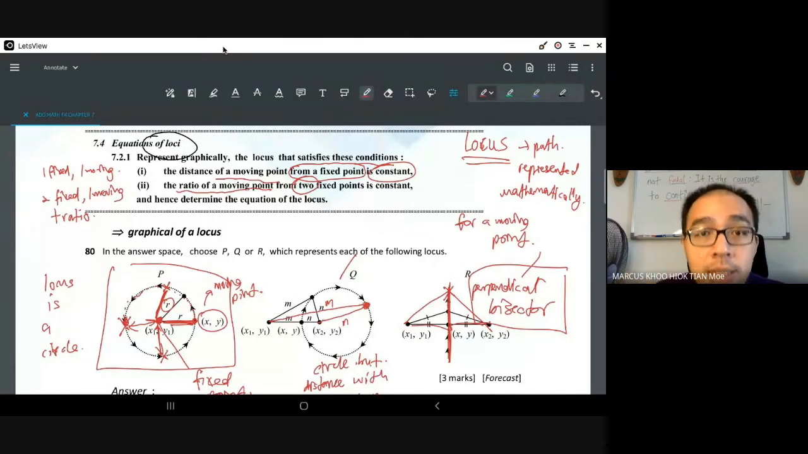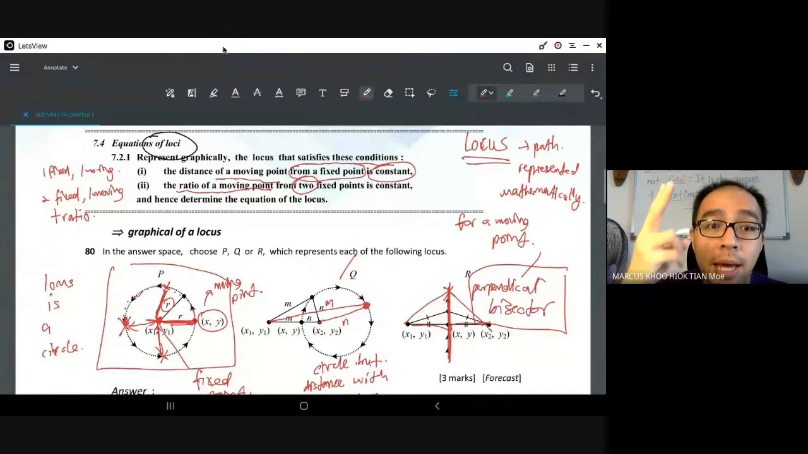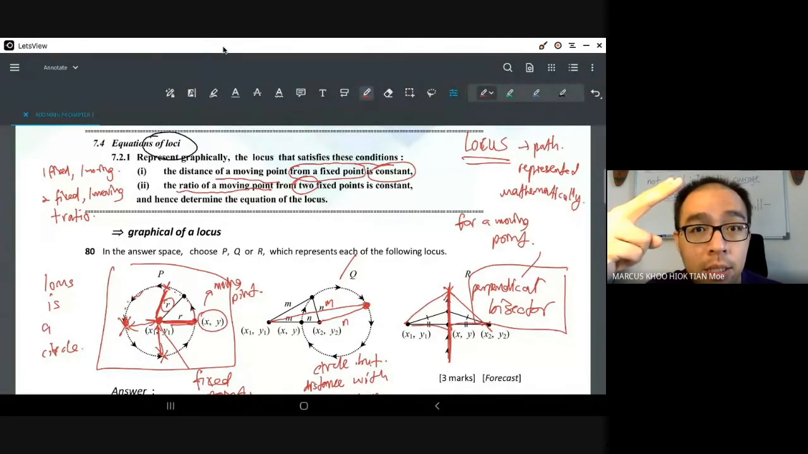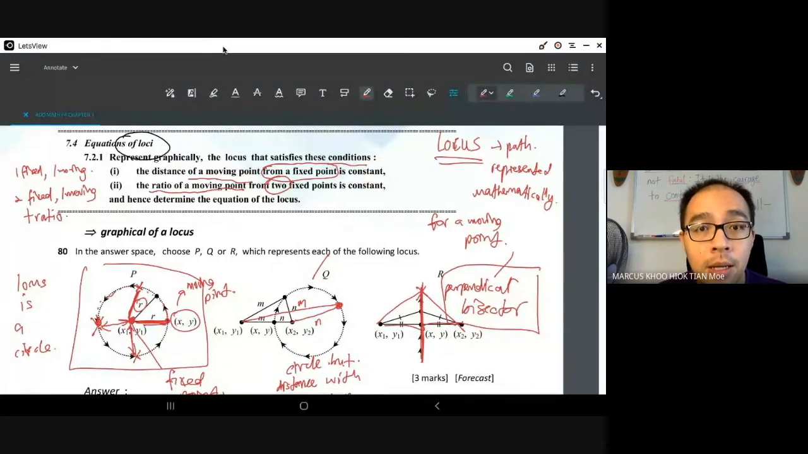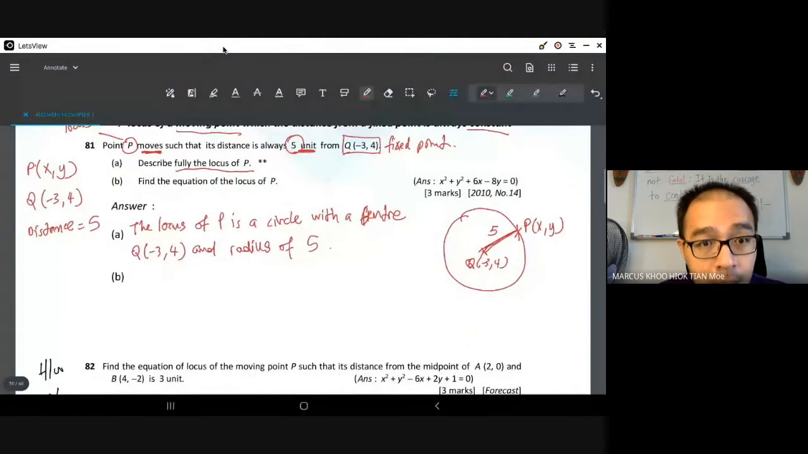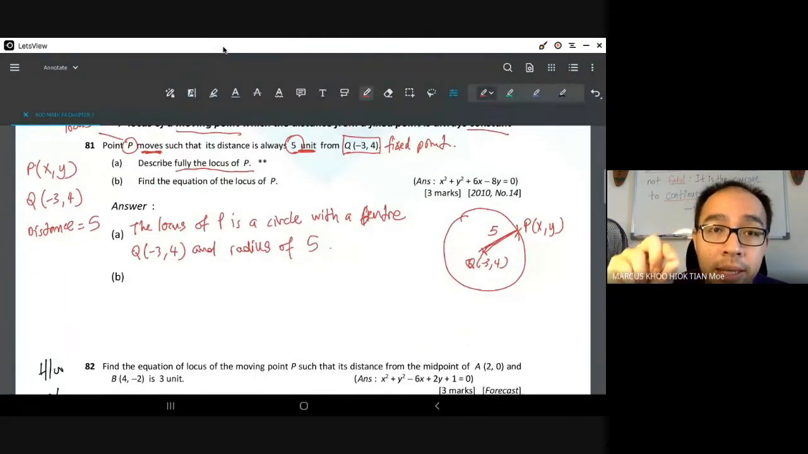But if the locus is a circle, then it is one fixed point, one moving point, distance constant. Or one moving point, two fixed points, and the distance is at a ratio. Only these two situations will have a locus circle. So you must always remember the condition, then you know how to describe the locus. The locus of P is a circle with center Q (-3, 4) and a radius of 5.